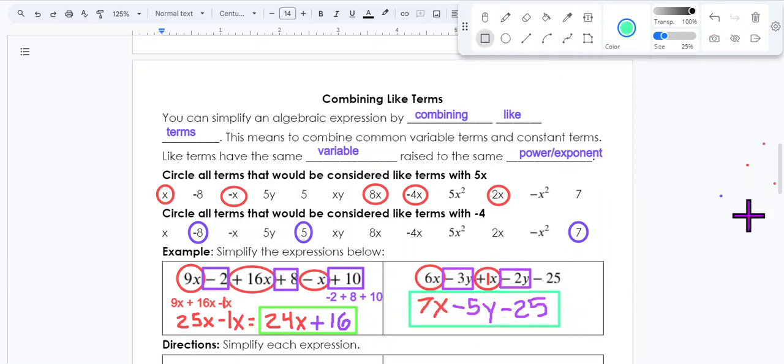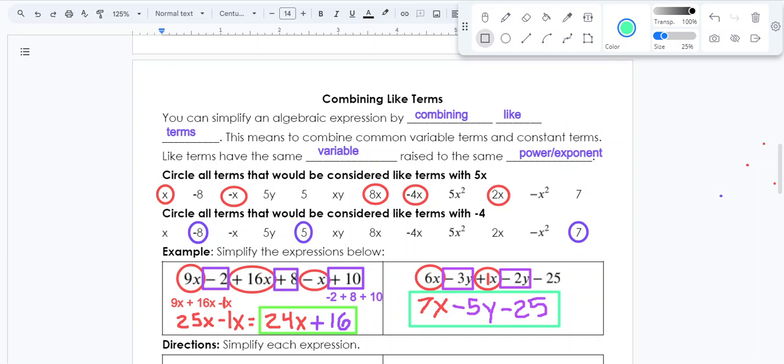Right there. Okay? So when you're combining like terms, all you're doing is adding and subtracting. You're adding and subtracting the coefficients of the variables, or if it's constants, you just add or subtract the numbers, right? But you can only combine things that have the same variable and that are raised to the same power.